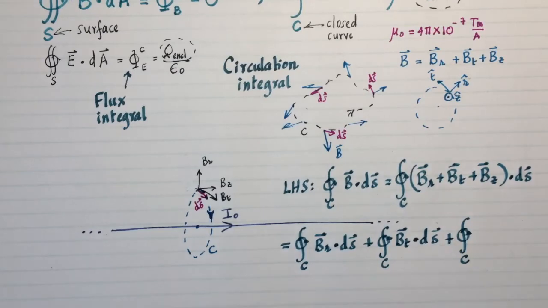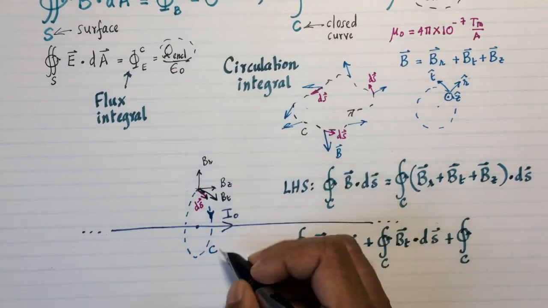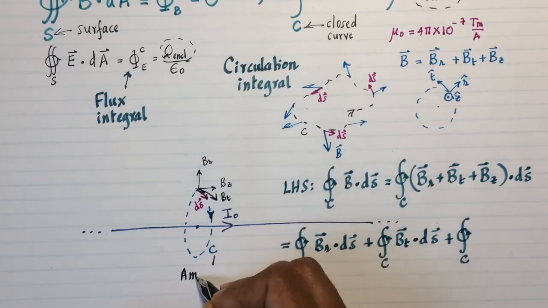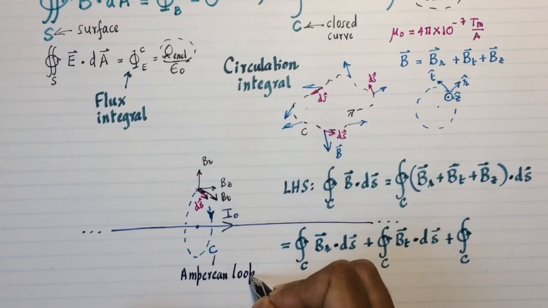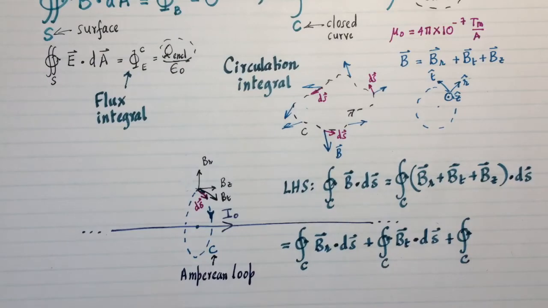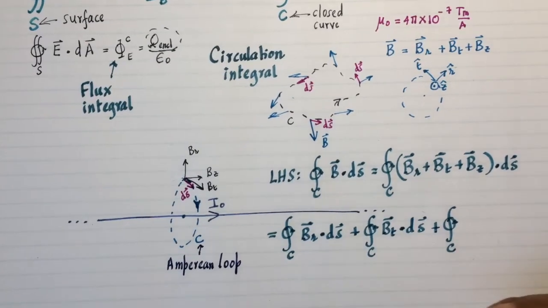This curve, by the way, in honor of Ampere, is called an Amperean loop. Amperean loops are not necessarily circles. Later on we'll use loops that look like rectangles and so on.